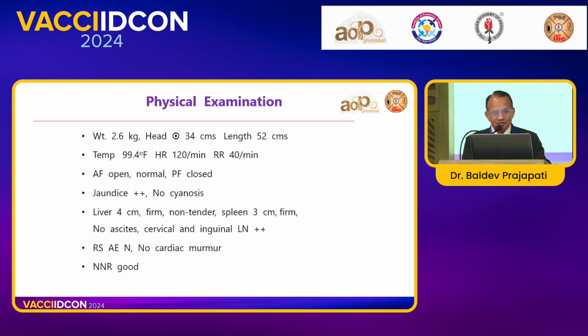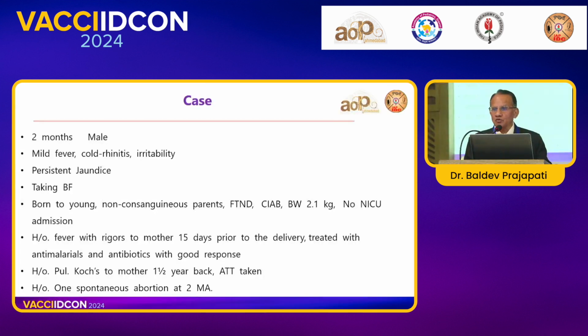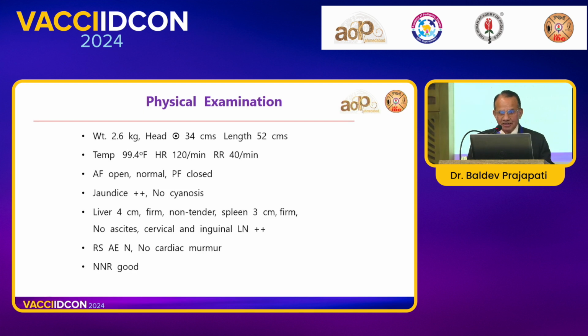When I examined, weight was 2.6 kg. If I remind you, at 2 months from birth weight of 2.1. Head was 34, length was 52. Mild febrile, vitals within normal limits, AF normal, PF was closed. Jaundice was significant, no cyanosis. Liver was 4 cm, firm, non-tender. Spleen was 3 cm and firm. No free fluid in peritoneal cavity.